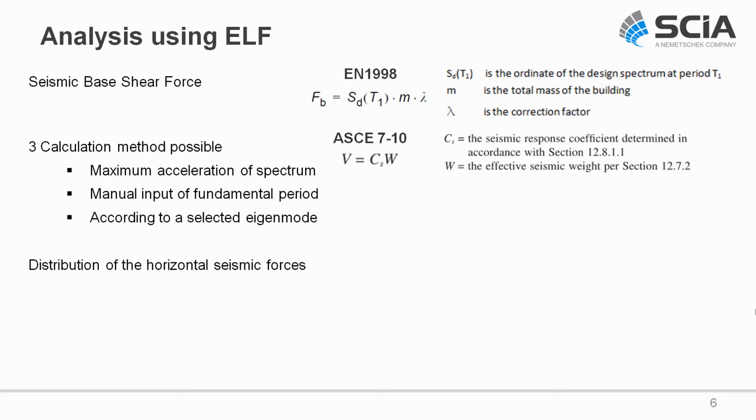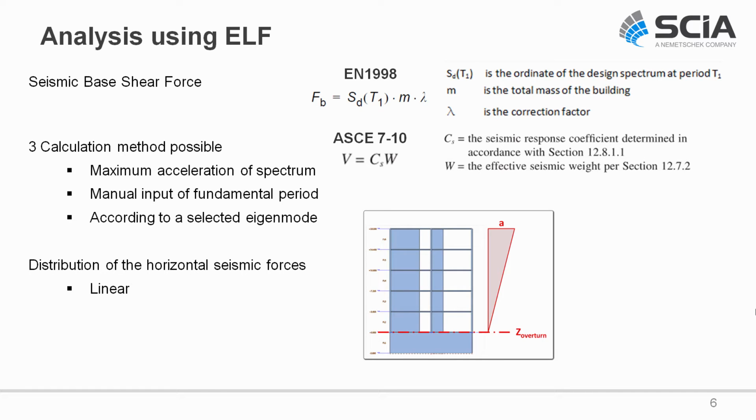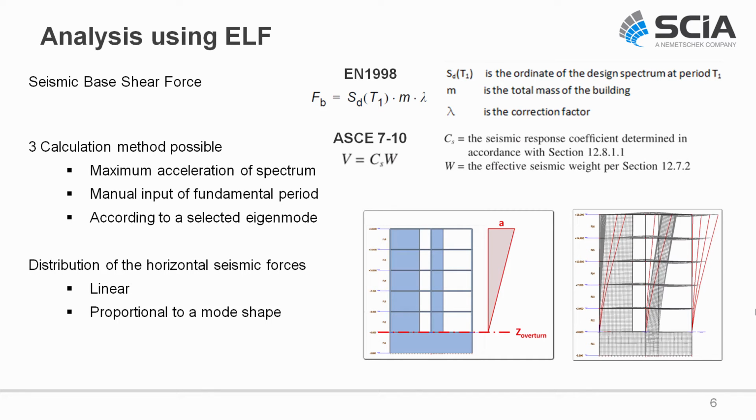Once the base shear force is calculated, SCIA Engineer will redistribute this force on all the height of the structure using one of the following 3 methods: linear distribution, proportional according to a chosen modal shape, or polynomial described in the ASCE. Also, in order to use the ELF method, we have to activate the reduced model, or IRS. I will talk more about the IRS model later on. I will now go back to SCIA Engineer to show you how this is applied.